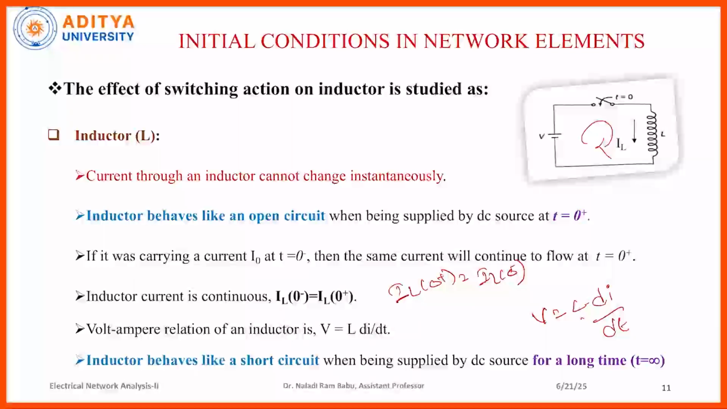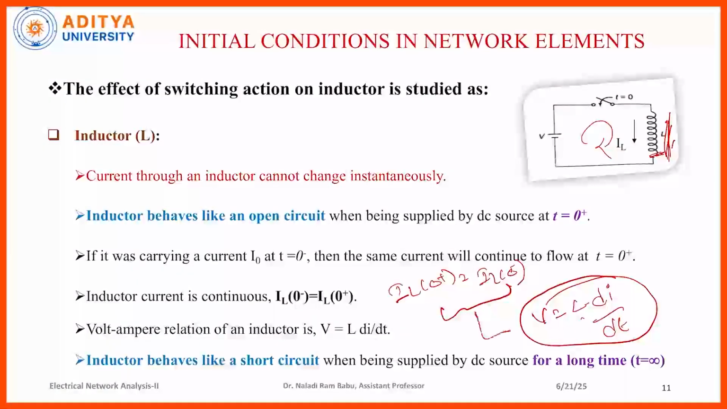Now see, when time t equal to infinity, the inductor behaves like a short circuit. During this course, the current across the inductor IL at 0 plus is the same as at 0 minus, and before and after, the inductor relation will be V is equal to L into di by dt.